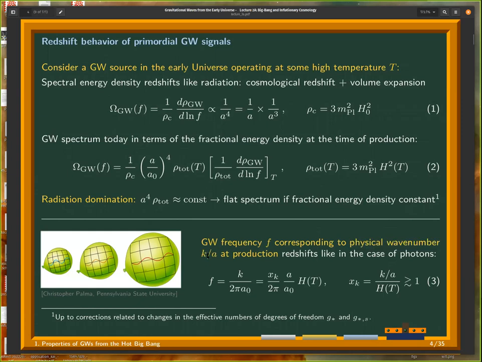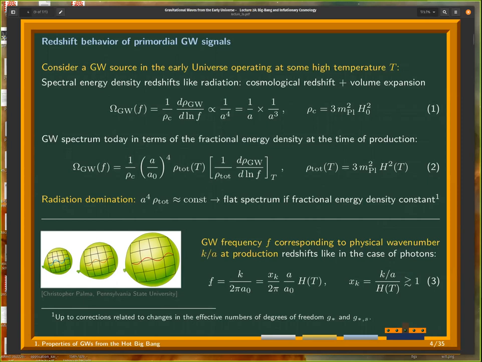So yesterday we've seen k already in many places. k is just the co-moving wave number. And if I divide the co-moving wave number by the scale factor at the time of production, I get the physical wave number at that time, right? And I'm interested in the frequency of that process, or the frequency that corresponds to this physical wave number today. So I can just calculate it.